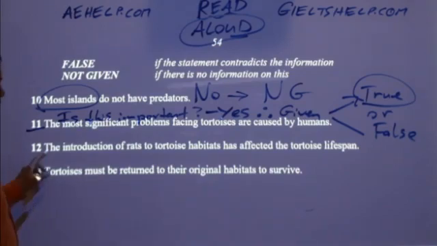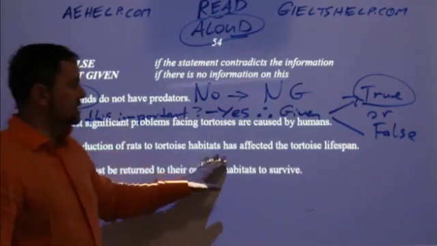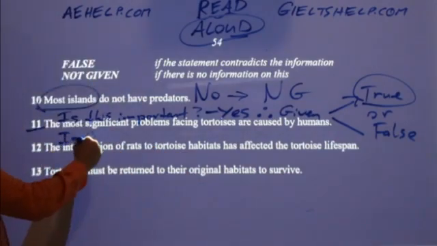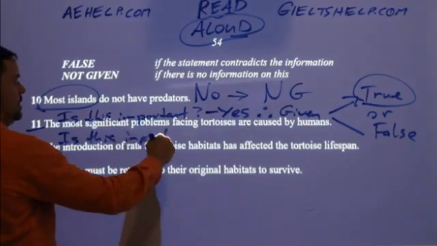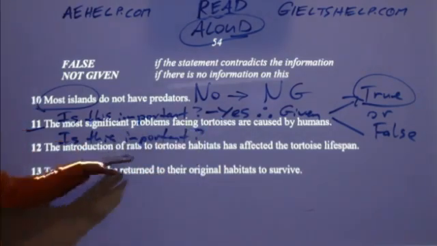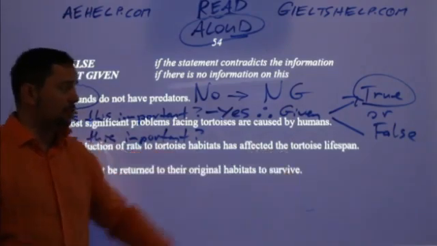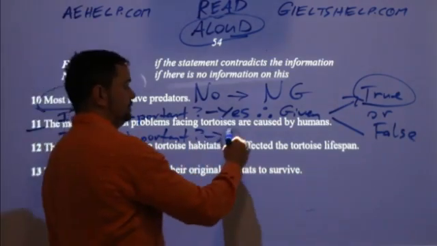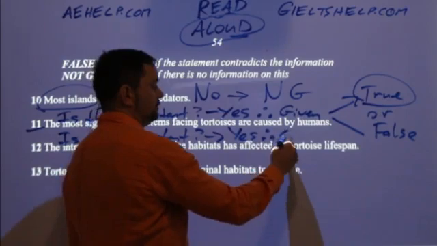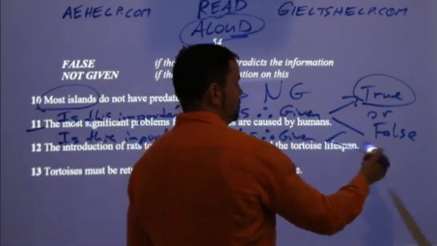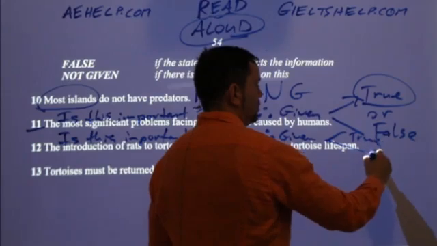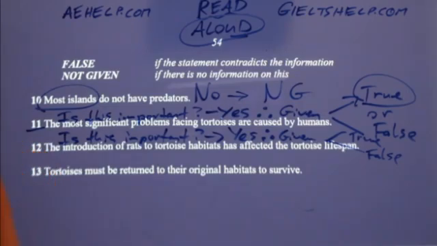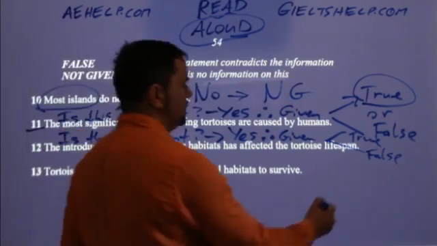Number 12, the introduction of rats to tortoise habitats has affected the tortoise lifespan. Is this important? So is it important to know whether or not rats are having an impact on the tortoise's lifespan? Yes. Therefore, it's given. Is it true or is it false? Now, if you're a visual person, you should get this. Yeah, it's true. Why? You should have visualized this.